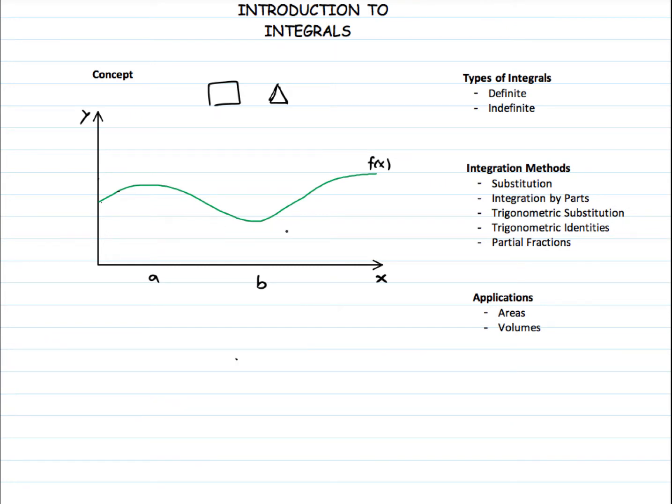Now, to find the area here, we cannot use any standard formula that we know, because this is a curve and this curve is defined by a function, so it's not a constant as we usually have when we're dealing with regular polygons. In order for us to solve this, we have to use some techniques.